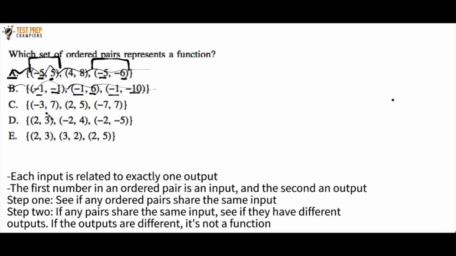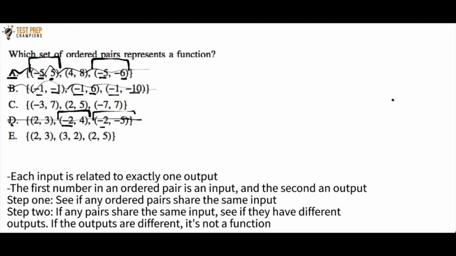So let's come down here to D. For D, let's see, do any of these pairs have the same inputs? It looks like these two pairs right here both have the same input, -2. Let's see, do the outputs differ? This one has 4, this one has -5. So the outputs differ, so this is not a function.